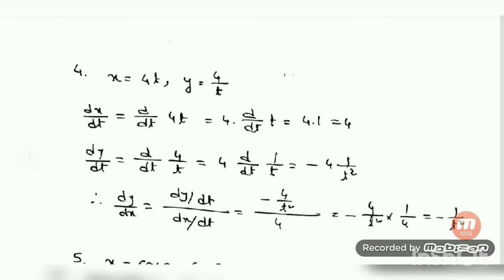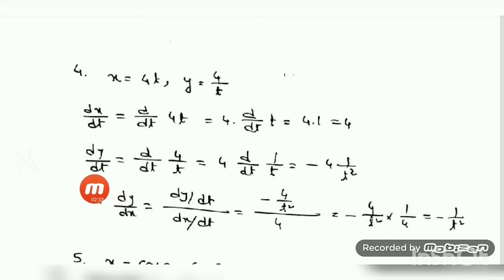Now let us go to question number 4. So in question number 4, we have x equal to 4t and y equal to 4 by t. Here also both are functions of t, that is, the parameter is t. So take derivative of x and y both with respect to t. So dx/dt is equal to d/dt of x, substitute 4t. 4 constant comes out, d/dt of t will be left. d/dt of t is 1, so 4 into 1 will give you 4.